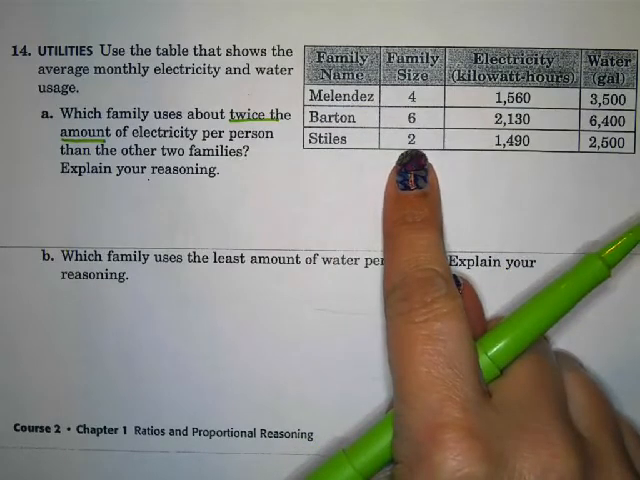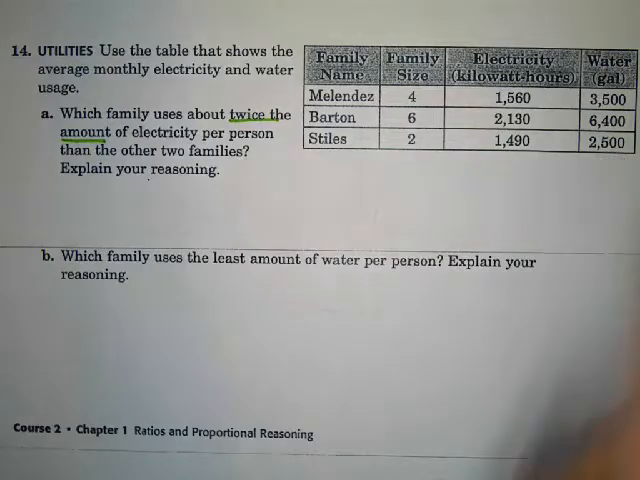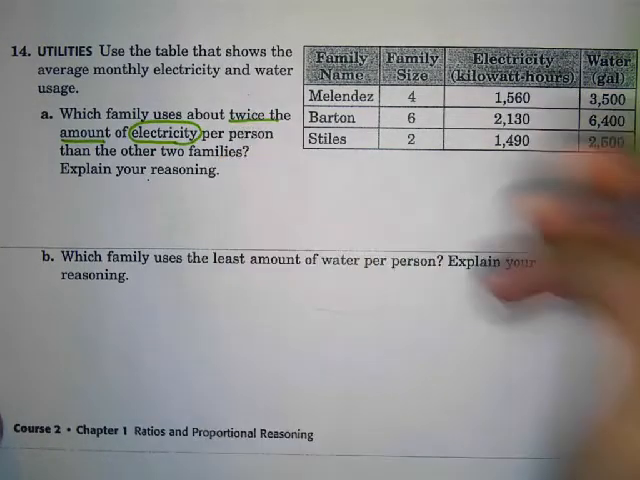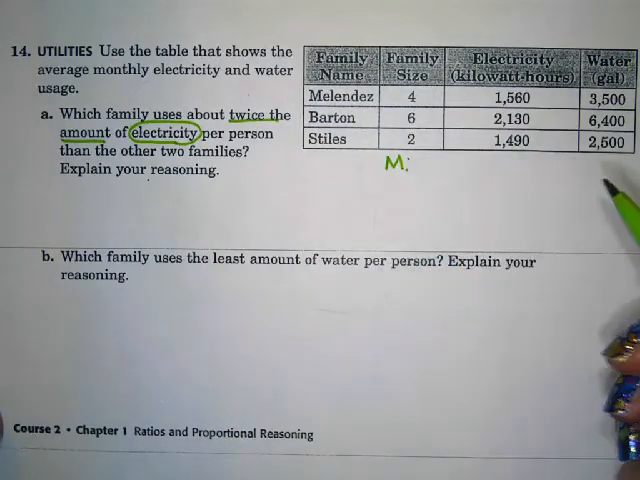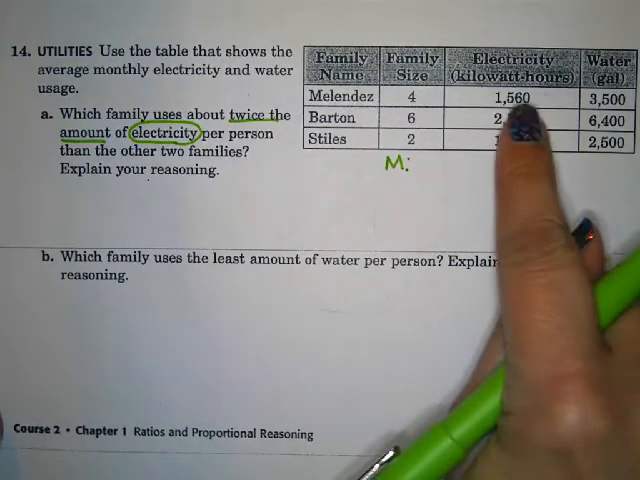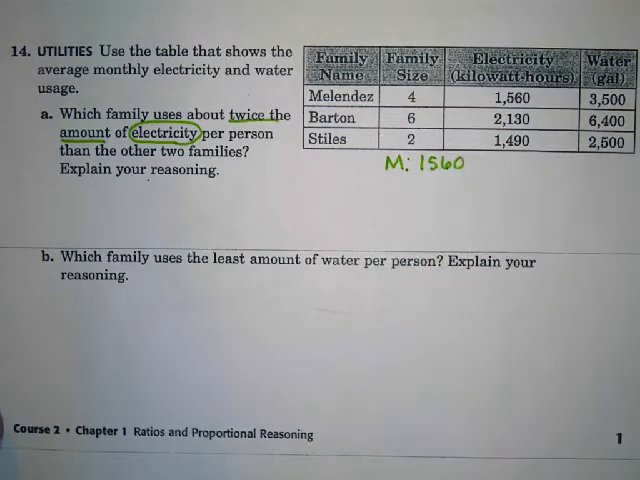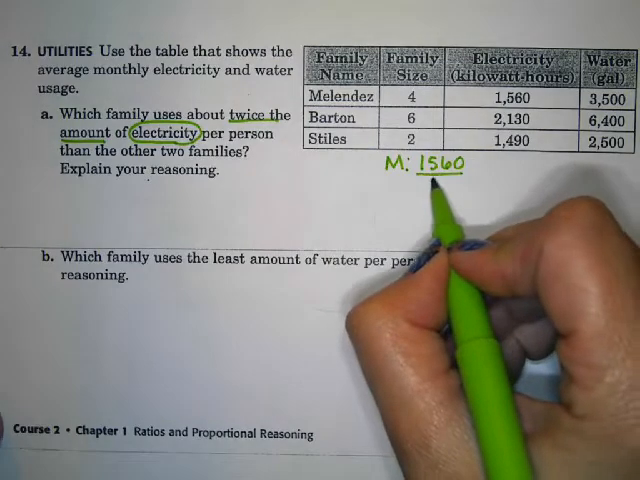We know the family size, how many people in the family. We have electricity and we have water. So we're looking at electricity in this problem. And we want to know per person those amounts so we can see which one is using twice as much as the others. So I'm going to go ahead and put an M for Melendez. That's my first family. And go ahead and start making my rates. So this family uses 1,560 watts per hour. And it is a family of 4.